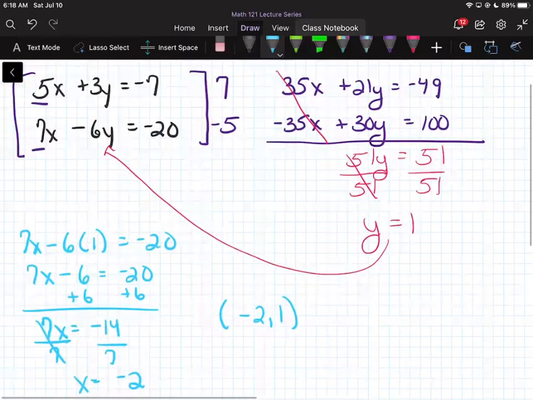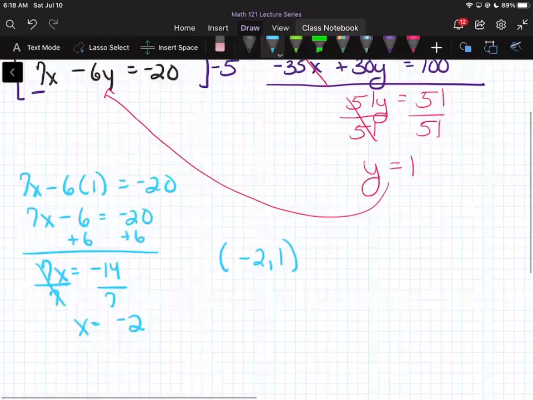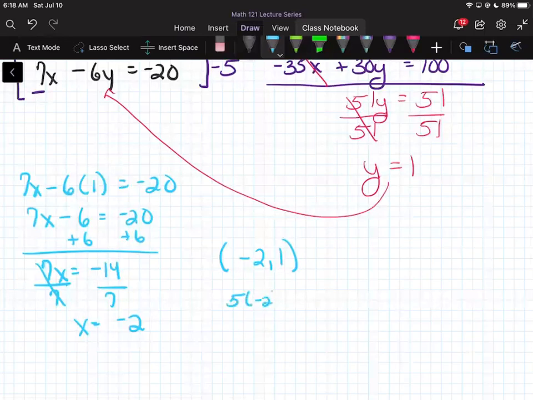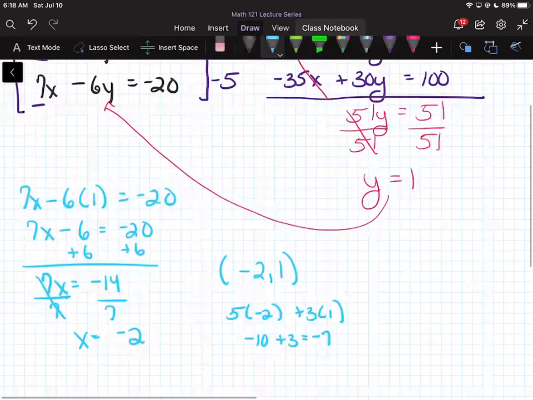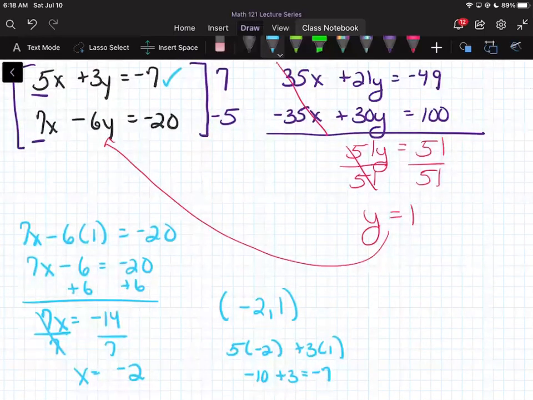And you'll notice if I plug this into the original two equations, 5 times negative 2 plus 3 times 1, I get negative 10 plus 3, or negative 7, which does indeed match my original equation.